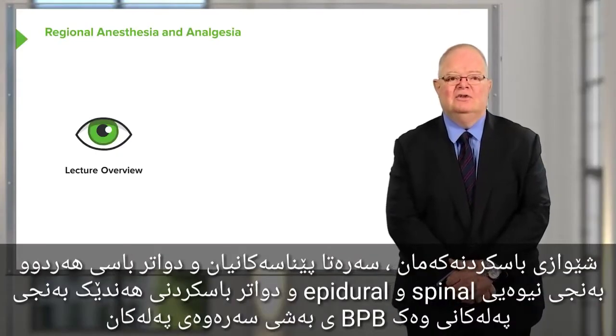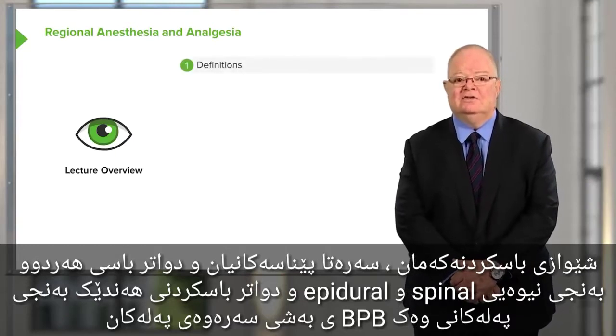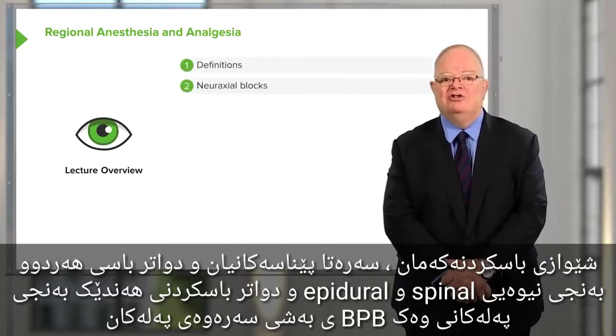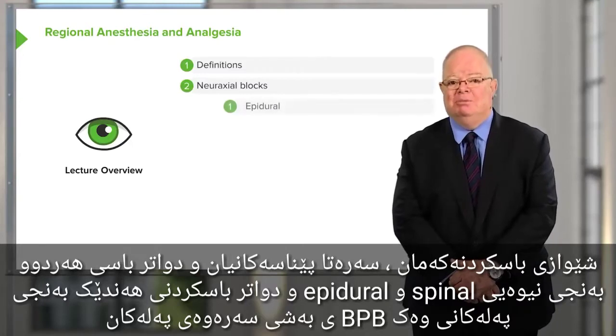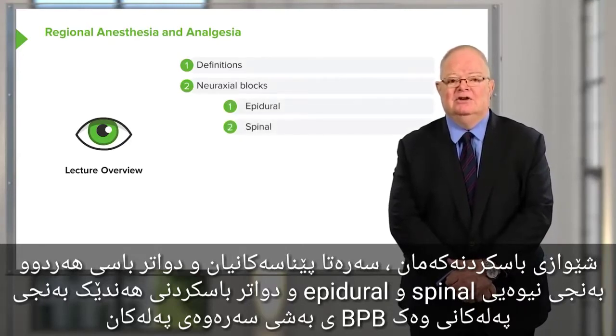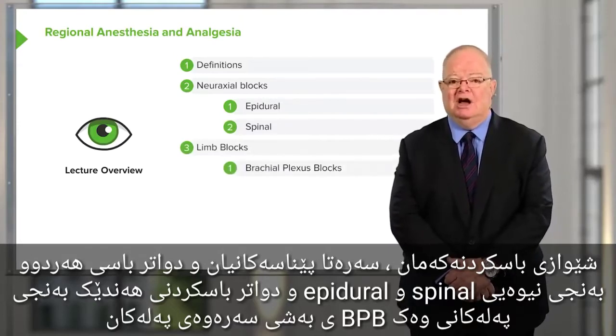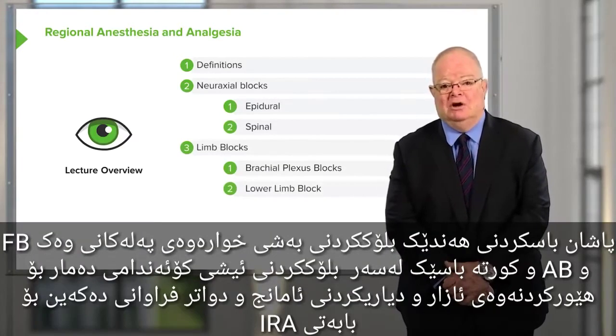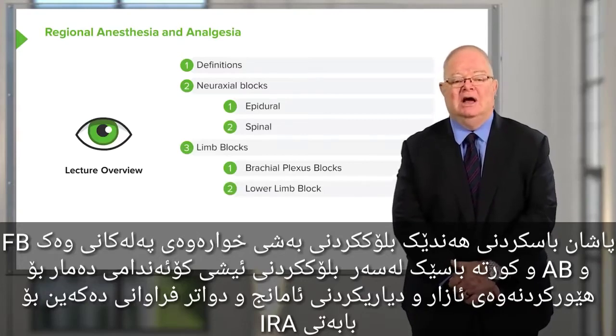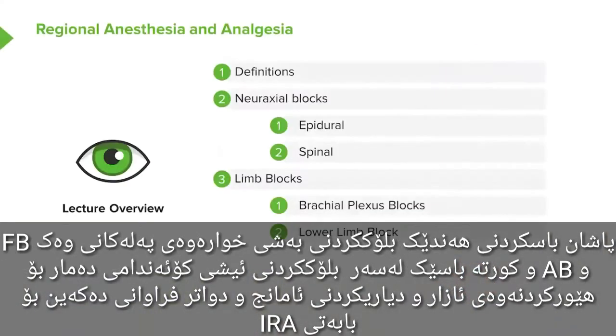So the agenda for this lecture will be some definitions, a description of two major neuraxial blocks, epidural and spinal, a description of several limb blocks, including brachial plexus block for the upper limb, and some lower limb blocks, including femoral nerve block and ankle block. A very brief discussion of autonomic nervous system blocks for pain and diagnostic purposes, and then a somewhat more expanded discussion of intravenous regional anesthesia.